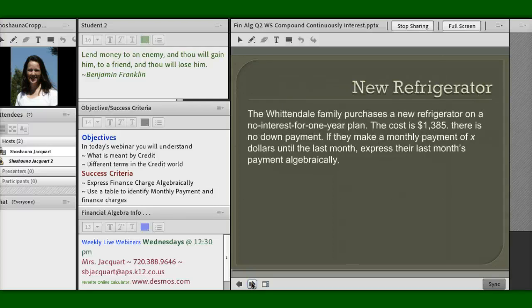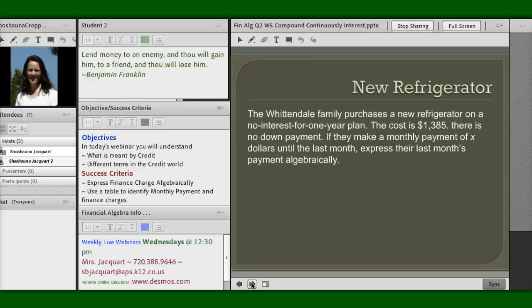The Whitendale family purchases a new refrigerator on a no interest for 1 year plan. Be super careful with these plans, because the day you go over the 1 year mark, they will tack on 25% interest or something like that. I remember I bought a mattress that, if I hadn't paid it off the day I did, I would have owed an extra $200 on it. It's not interest free for that year. They're deferring it, and if you pay it off, then you don't pay the interest. But if you don't pay the amount in full, then they tack on the entire interest.